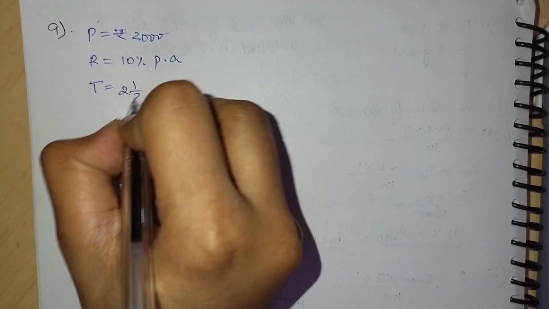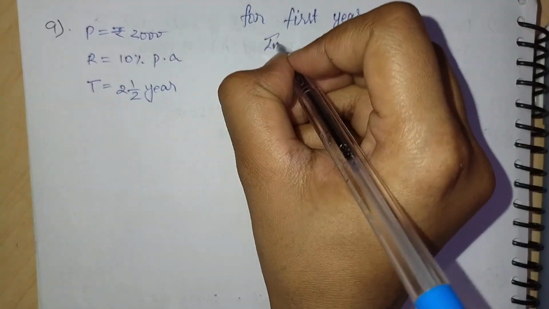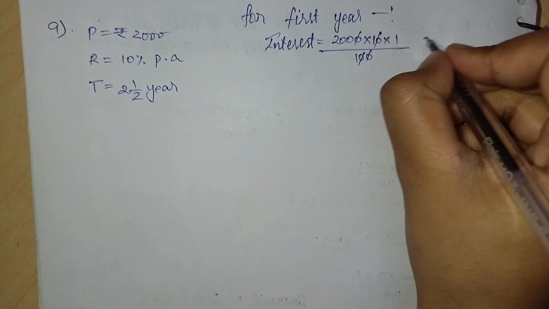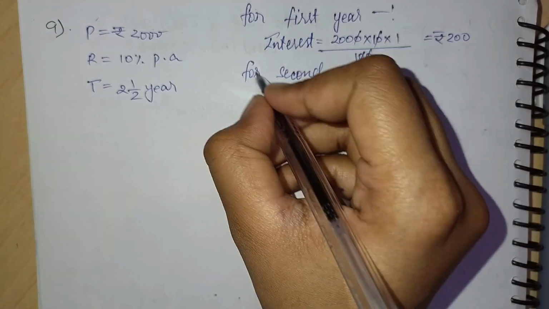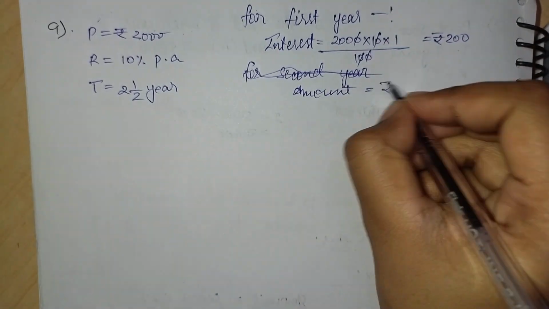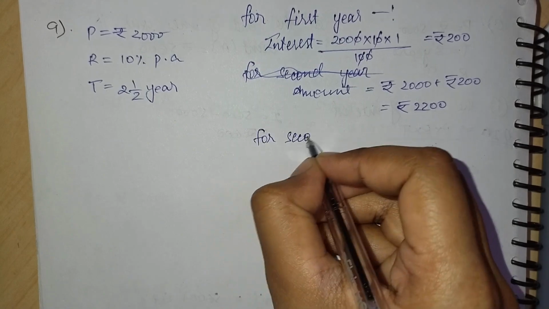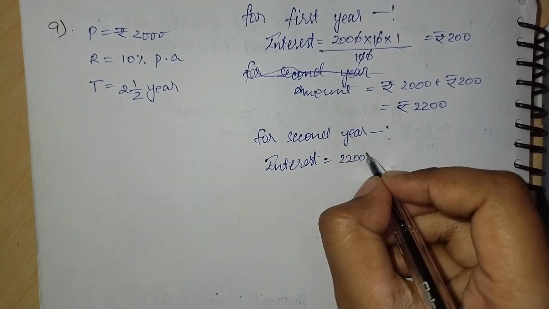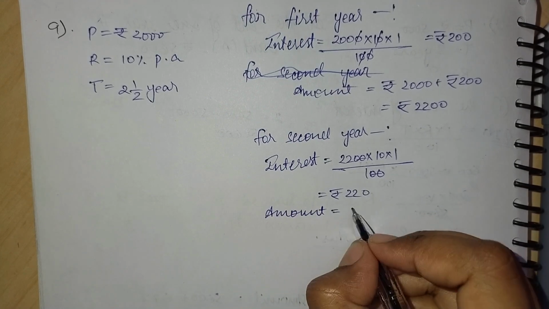Now the ninth question is, find the amount and the compound interest on rupees 2,000 at 10% per annum for 2.5 years compounded annually. So here we have to find the interest for first year. Now here amount equal to rupees 2,000 plus rupees 200 equal to 2,200. For second year we have interest equal to 2,200 into 10 into 1 divided by 100 equal to 220.